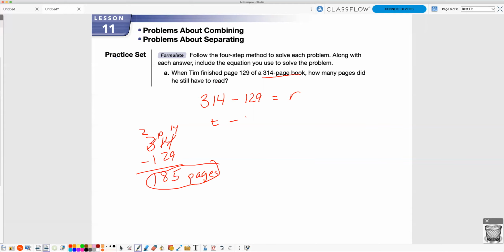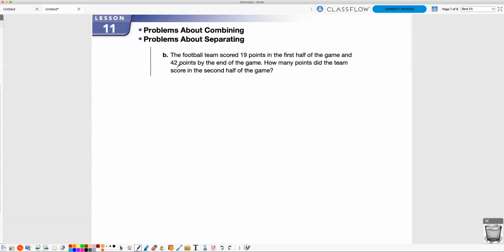Let's look at letter B here. The football team scored 19 points in the first half of the game and 42 points by the end of the game. How many points did the team score in the second half? So if you look at it, you can see that the football team scored 19 points. They had some, and they scored some more, but we don't know what that is. I'm just going to use M for more points. And then they ended up with 42 points at the end of the game.